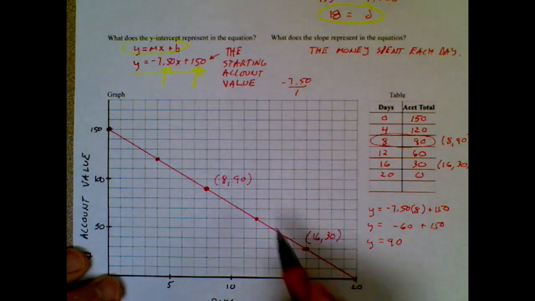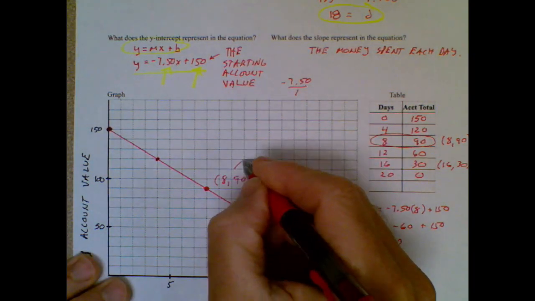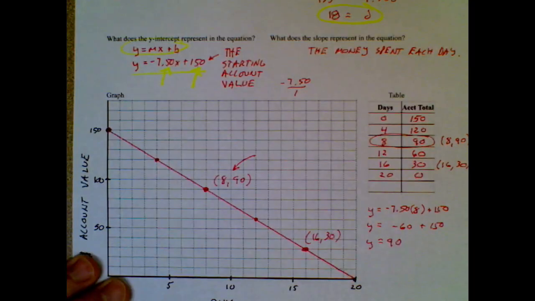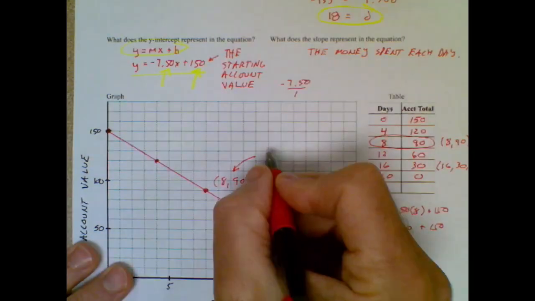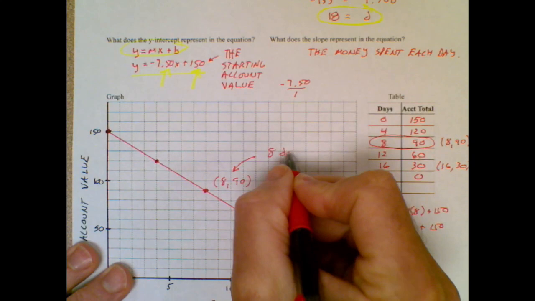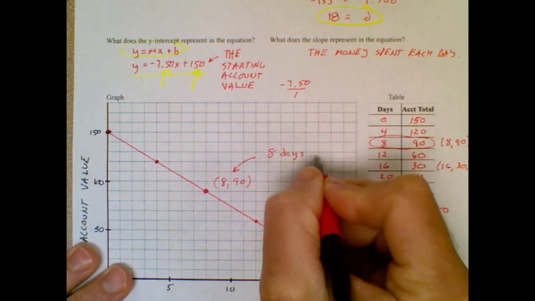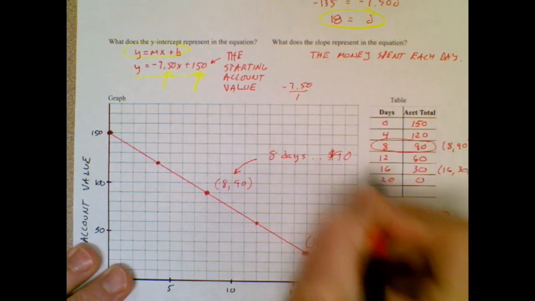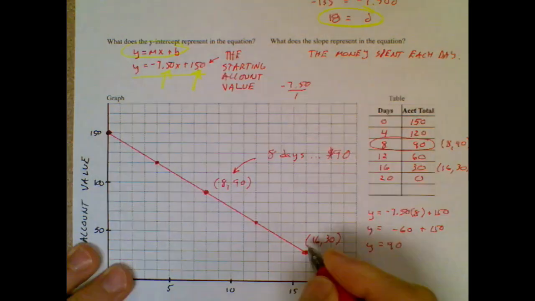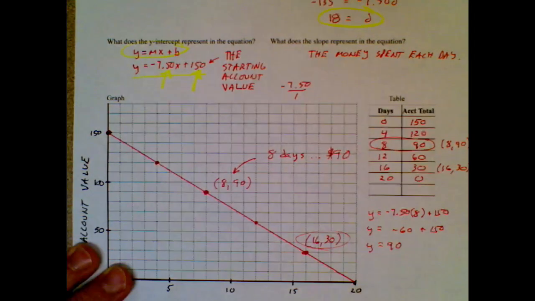It's super duper important to realize that these ordered pairs mean something. For example, the ordered pair 8, 90 says after 8 days, you have $90 left in your account. In this case, after 16 days, you have $30 left in your account.